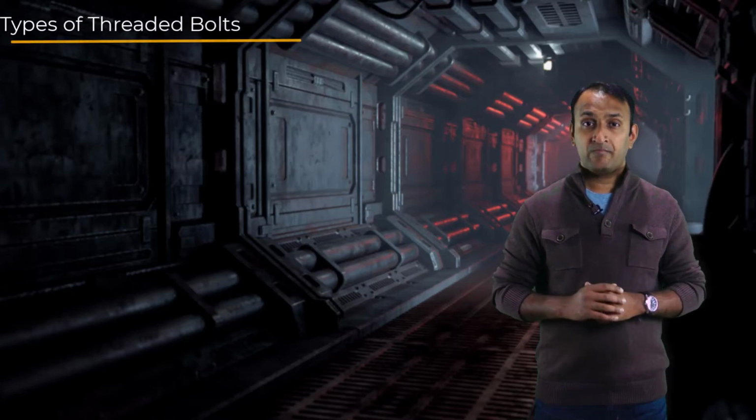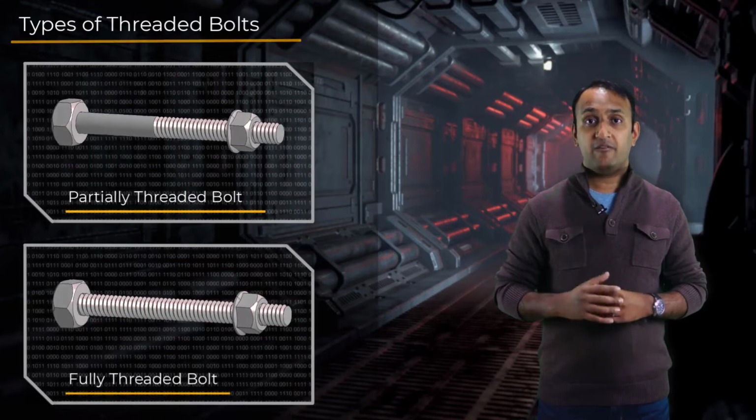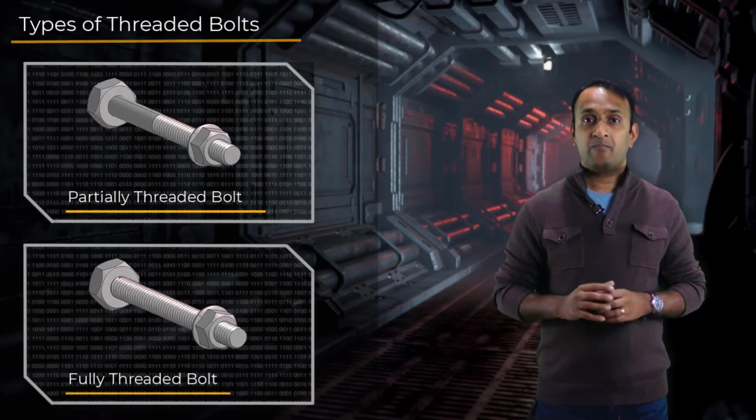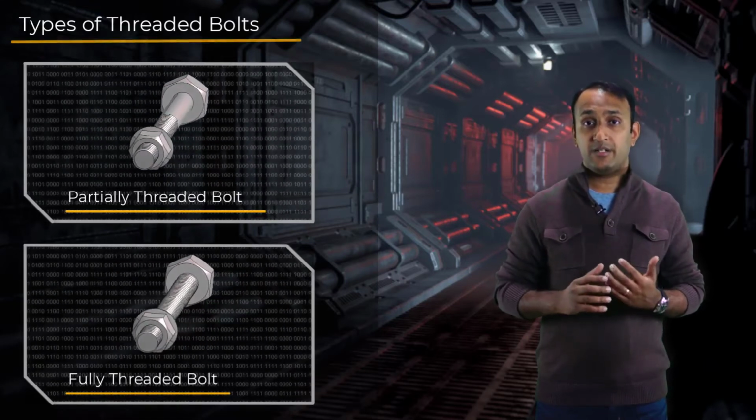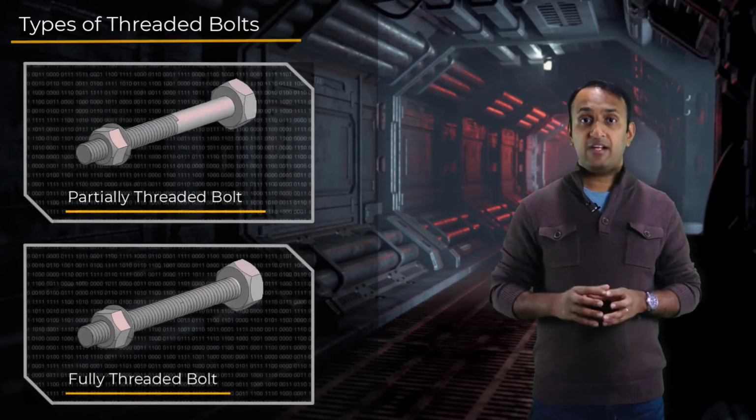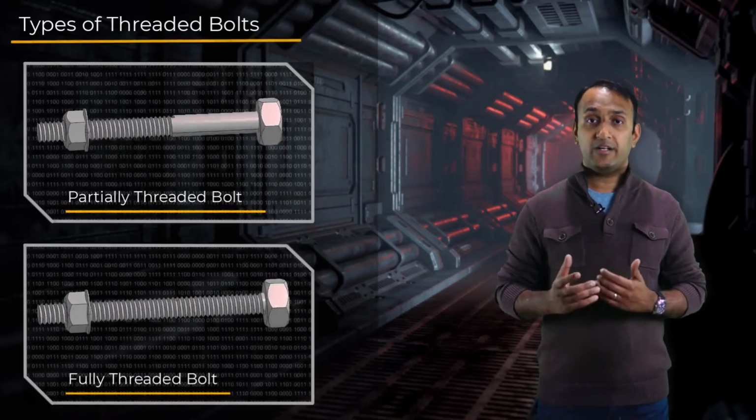For example, two of the most commonly used bolts are the partially threaded and the fully threaded bolts. Choosing the wrong bolt type in a bolted joint design can lead to the failure of the bolt and ultimately the joint itself.